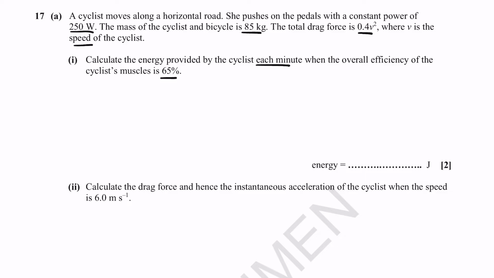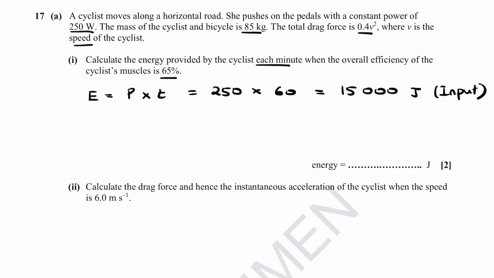So we can work out the energy for a minute, which is 60 seconds, and that is just power times time. So 15,000 joules is the input. And we know it's 65% efficient. So therefore the required energy will be 15,000 divided by 0.65, and that gives me 2.3 times 10 to the power of 4 joules.